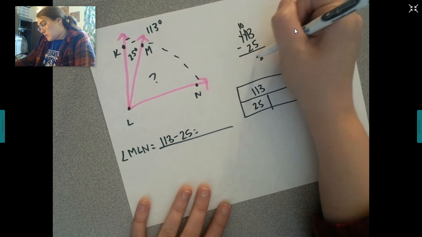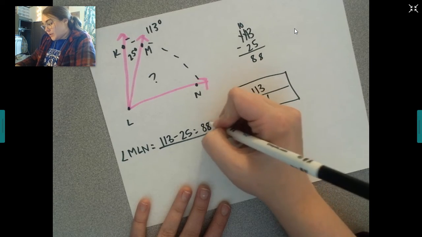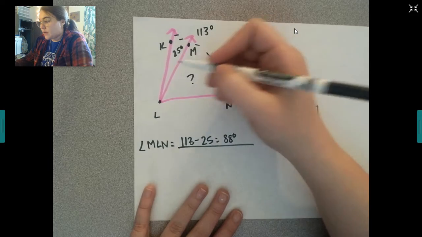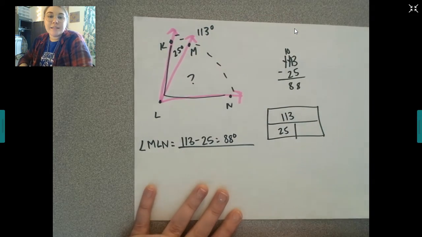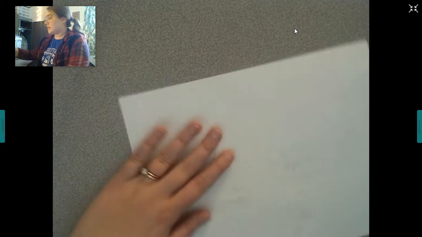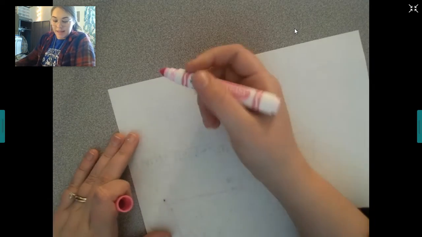So I got 88 degrees for the whole big kahuna. Now, is this an acute angle? Is KLN an acute angle? Yeah, it's an acute angle. So does 88 degrees make sense? Yeah, it makes sense.